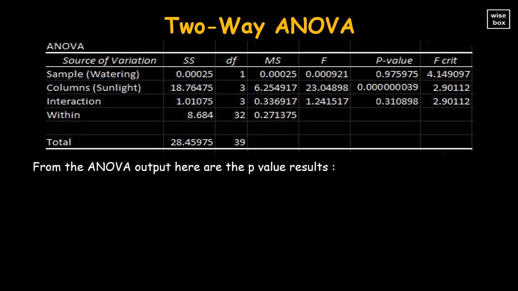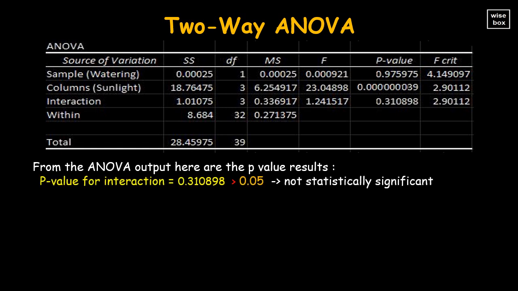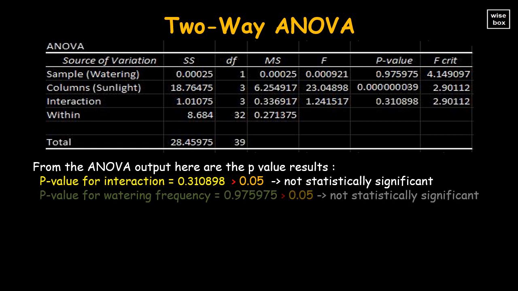The p-value for interaction, 0.310898, is greater than 0.05. This is not statistically significant. The p-value for watering frequency, 0.975975, is greater than 0.05. This is also not statistically significant.